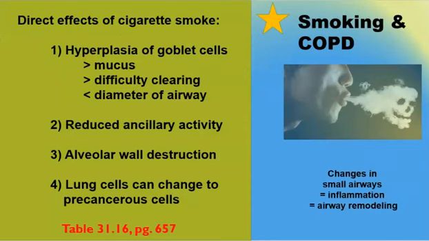As I said earlier, smoking is the number 1 cause of COPD. Specifically, what are the direct effects of cigarette smoke? Let's break this down. You have a hyperplasia of goblet cells, which increases mucus, increases difficulty clearing that mucus, and decreases the diameter of the airway.